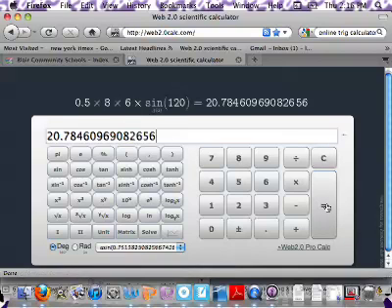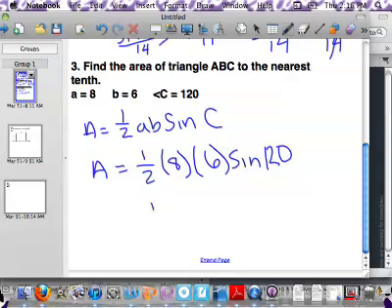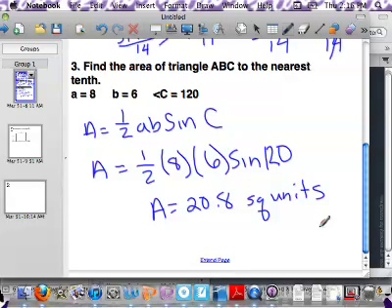Round to the nearest tenth, and don't forget to put your label. What's the label for this area? Unit squared, or square unit. So I'm going to go 20.8 square units. U with the square works too.